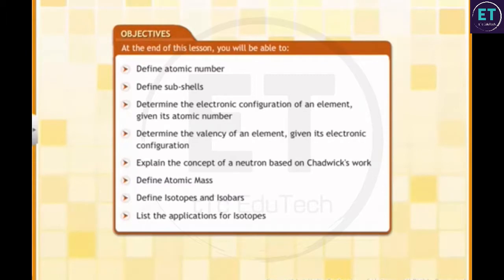This lesson is about the internal structure of an atom. At the end of this lesson, you will be able to define atomic number, define subshells, determine the electronic configuration of an element given its atomic number, determine the valency of an element given its electronic configuration, explain the concept of a neutron based on Chadwick's work, define atomic mass, define isotopes and isobars, and list the applications for isotopes.